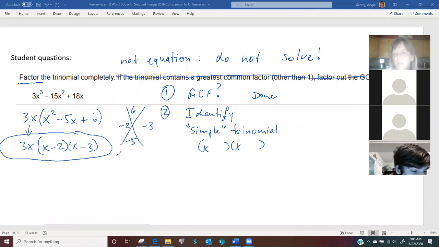So for this one in particular, I may have missed it somehow, but you couldn't do -6 and +1? The reason, that's a great question. Okay, so let's try it. I need a product of positives and a sum of -5. So if you used a -6 and a +1, do you see how this would have to be a negative?